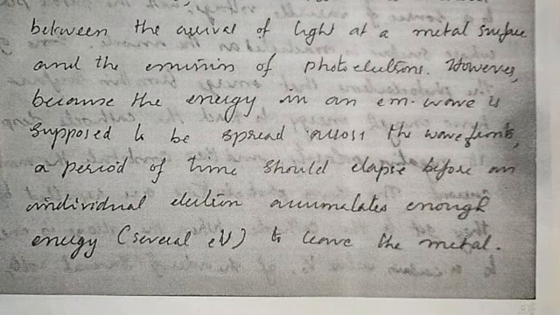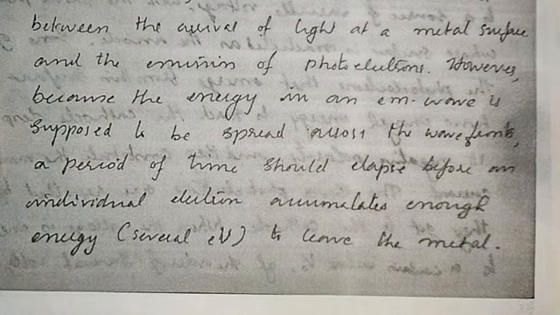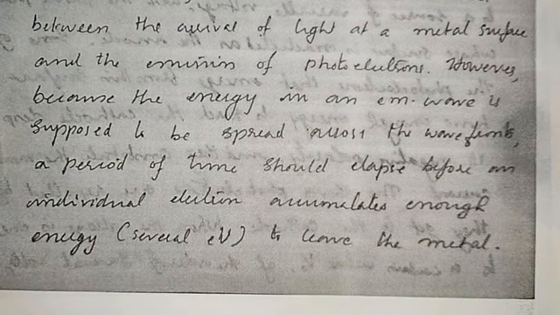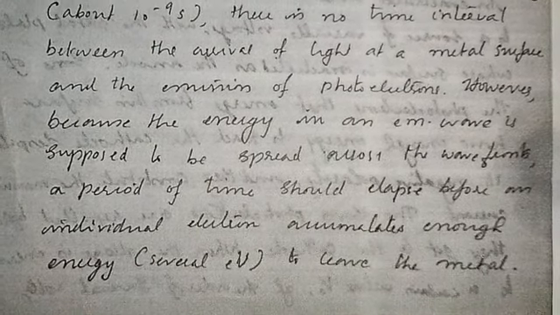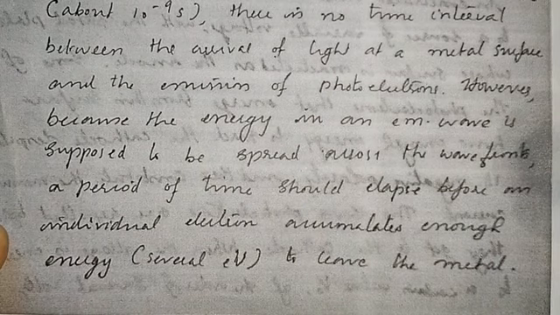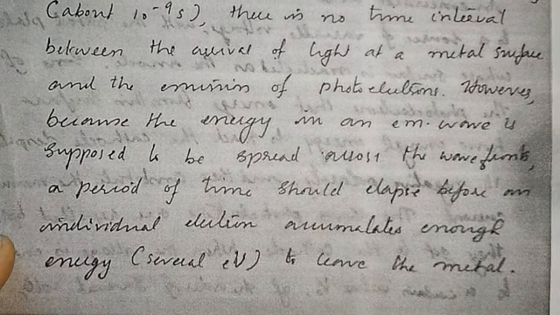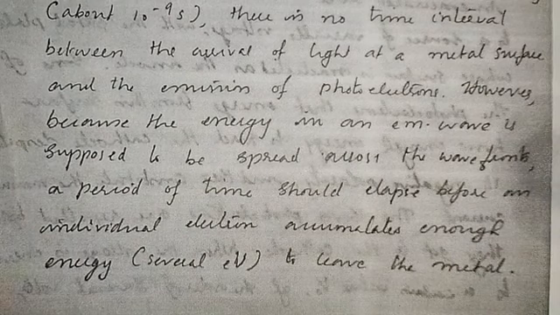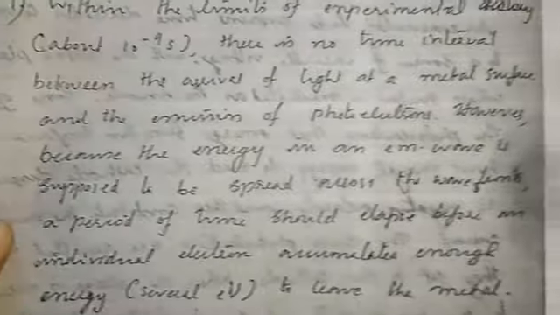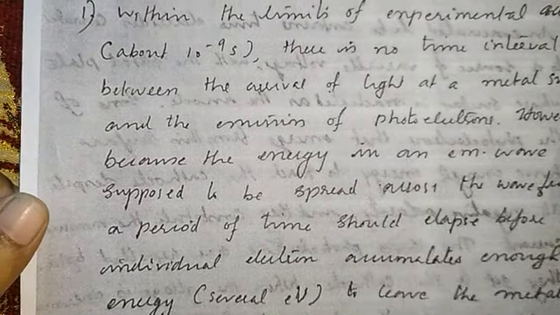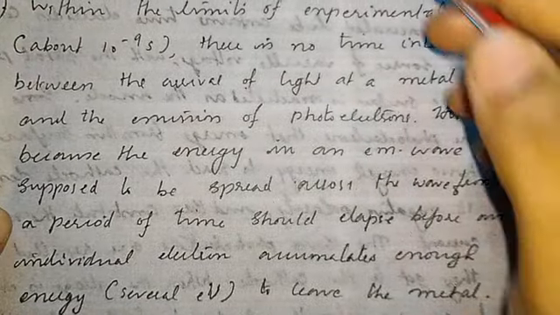There should be a time lag between transferring the energy from the wavefront to the metal surface and the electrons leaving the metal surface. But during our actual experimental observation, we could see that there is no such time lag between the falling of light energy on the metal and the leaving of the electron from the metal surface. So this was one discrepancy found with our simple explanation of this phenomenon.